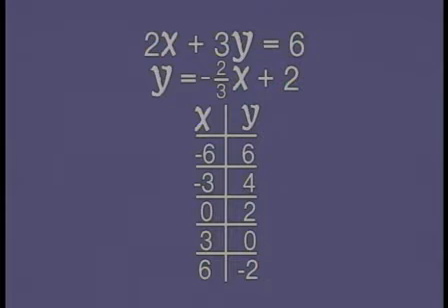I completed the roster. I would plot those points on a graph. Take a straight edge, make sure they line up. Once they line up, draw the line. And I have my line for the equation 2x plus 3y equals 6.